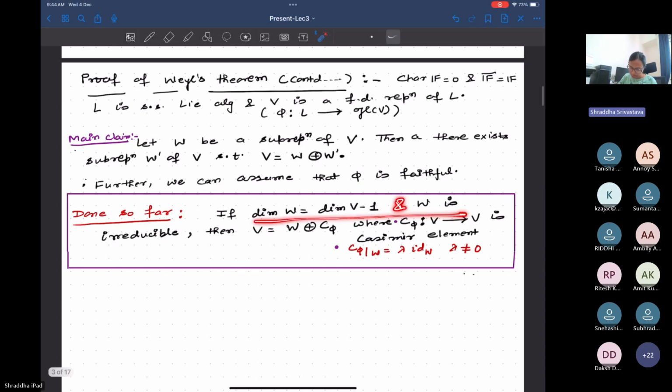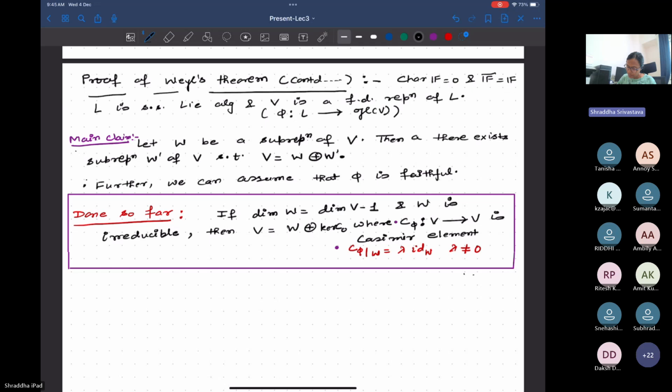Under this specific setup, we were able to find a complement for W. And the complement was what? The complement was precisely the kernel of, sorry, this is wrong, I should have written kernel. The kernel of the linear map, which is a very specific map, also called the Casimir element. And because the kernel of a linear map is also a sub-representation.